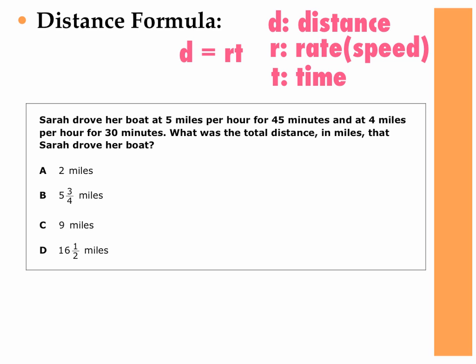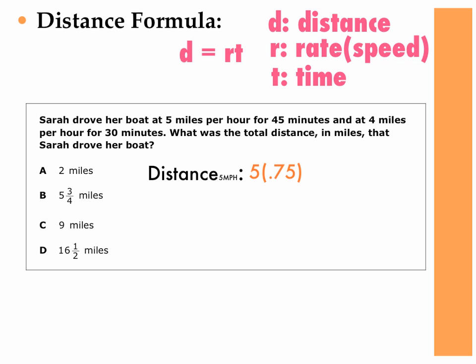We have two different speeds or rates here. What we need to do is we need to find how far she traveled at 5 miles per hour and how far she traveled at 4 miles per hour, and then we can add them to find the total distance. To do that, I'm going to have to use the distance formula twice. So I'm going to have the distance at 5 miles per hour would be 5 times 0.75.